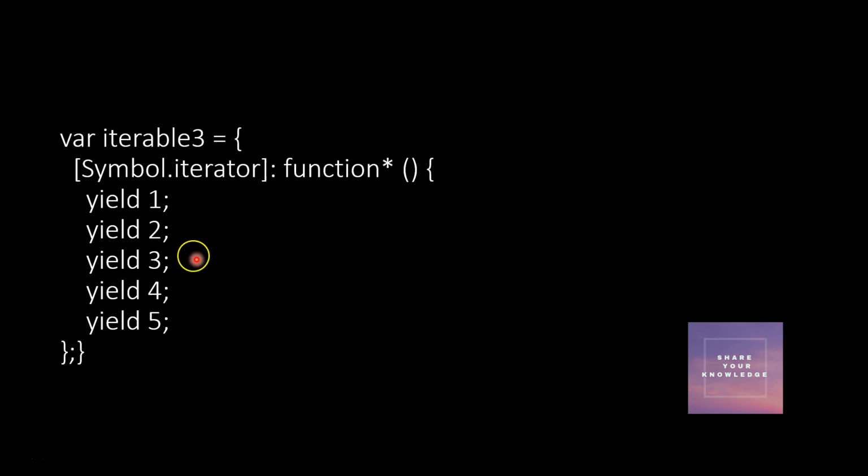It will create an iterator out of the generator function when it is called. This is the iterator function, so it is more simple. For generators, I will create a separate video. For now, understand that to the Symbol.iterator, you can also assign a generator function with the star. On calling the generator function, it returns an iterator, which will be used by the for loop to iterate through.